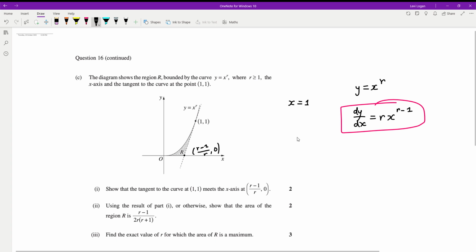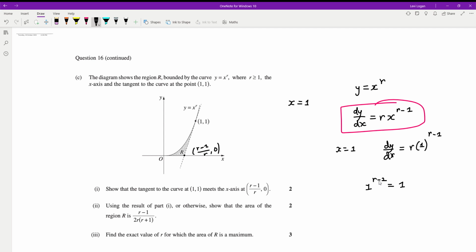So dy/dx when x equals 1 is r times 1 to the power of r minus 1. Now, the cool thing about this is 1 to the power of r minus 1 is still going to be 1. No matter what this exponent is, it's going to be 1, because we've got that r is greater than 1, so there's no negative exponent there. So we know this will be 1, whether it was 1,000 or a million, doesn't really matter. So dy/dx at x equals 1 is just r.